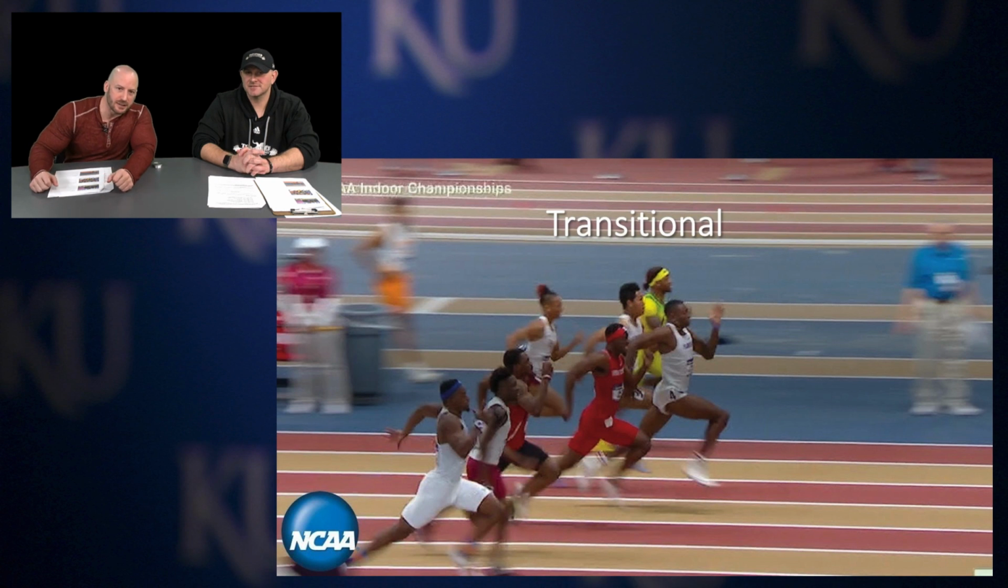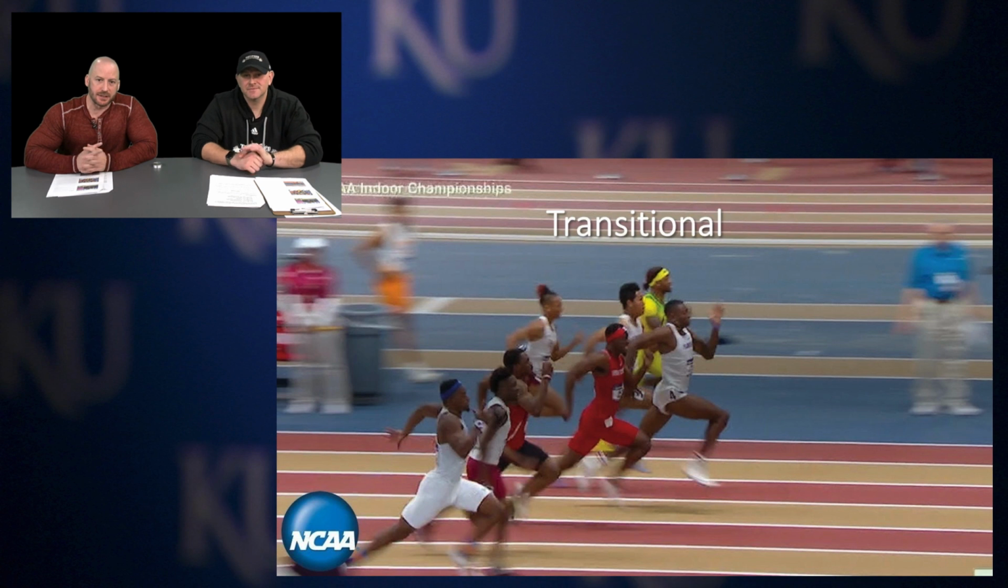And man, look at who's in the lane closest to us in the white there. That is like big time backside mechanics. That's an anterior pelvic tilt. Which probably explains, so the guy closest to us, that's like a hamstring injury waiting to happen.